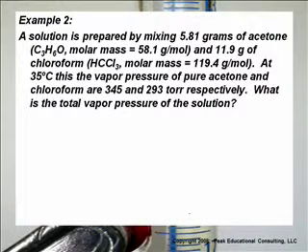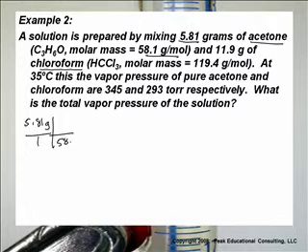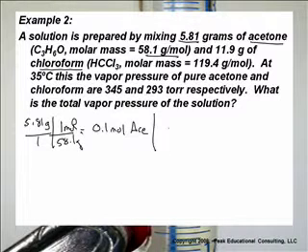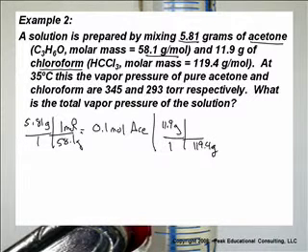It gets a little bit more complex if we have two chemicals that both have vapor pressure, so we have acetone and chloroform mixed together. We know things about the acetone. We have 5.81 grams, and actually the math is very easy on this. If you have 5.81 grams, I'm going to convert to moles. There's 58.1 grams in 1 mole, so this would be 0.1 moles of the acetone. Now the other one, chloroform. We have 11.9 grams, and there's 119.4 grams in 1 mole. This would also be a 0.1 mole solution.